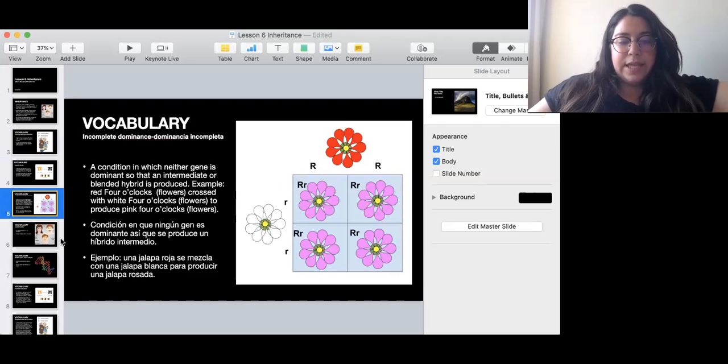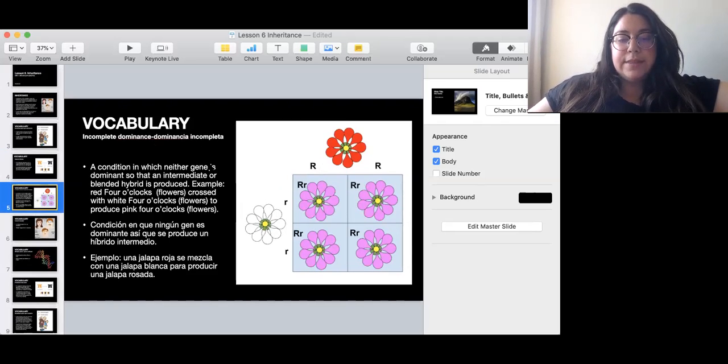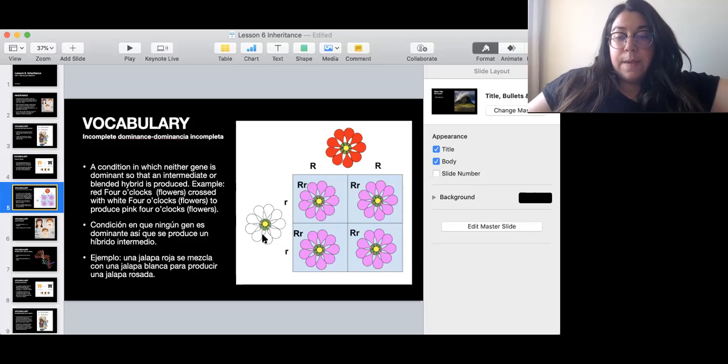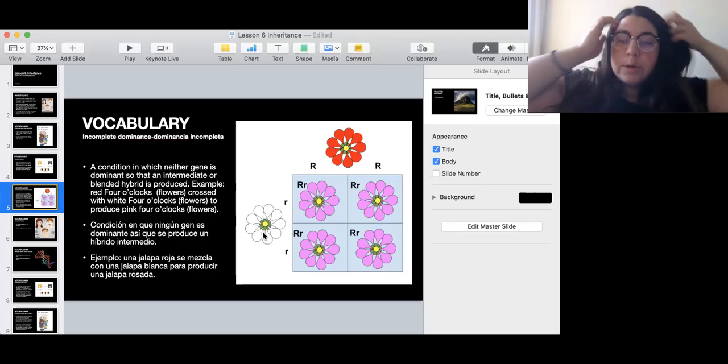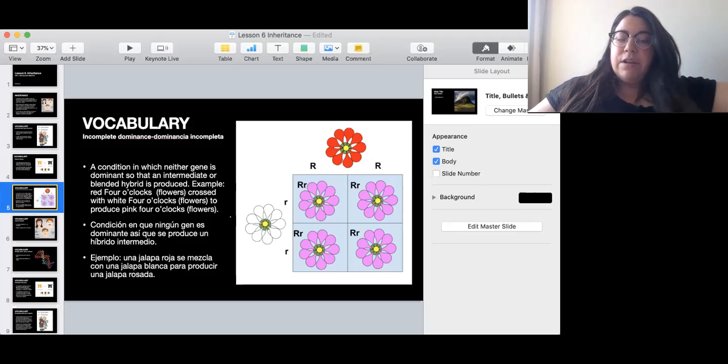Okay, and then in the vocabulary here we have the word incomplete dominance. So it's when a gene is not dominant, so it produces an intermediate or blended hybrid. For example, if you have a type of flower, here it says four o'clock, so it's a type of flower, and you have a red one and a white one, when they reproduce, instead of having white ones or red ones, they're gonna have a mix, pink ones.